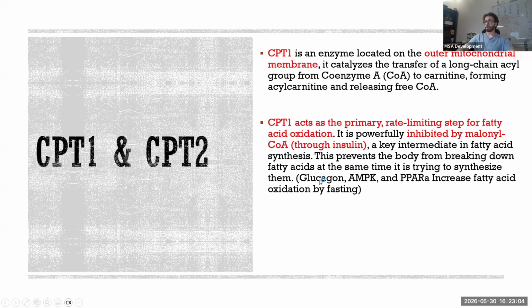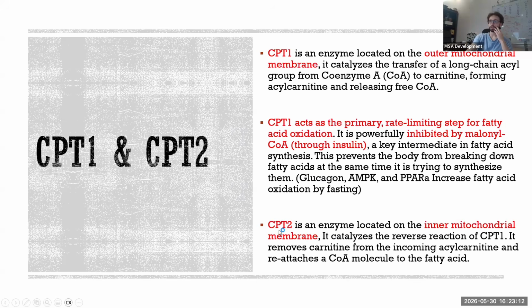Okay? I want you to remember glucagon, AMPK, and PPAR, they increase fatty acid oxidation. I think you know this already, we explained it. CPT2 is located in the inner mitochondrial membrane, and it does the opposite of CPT1. It removes the carnitine from the fatty acid so that it can go inside the mitochondrial matrix.